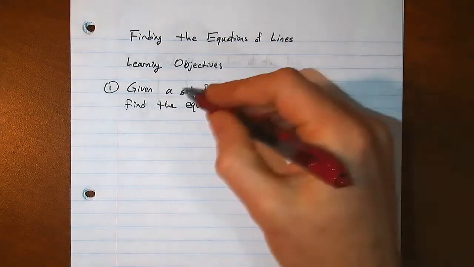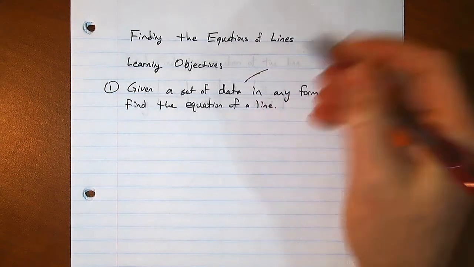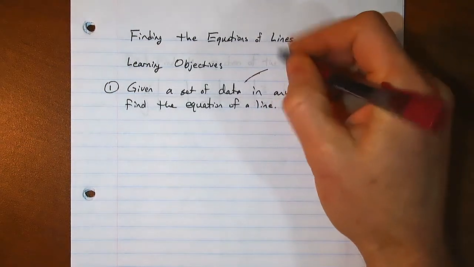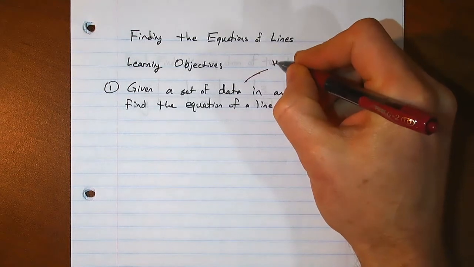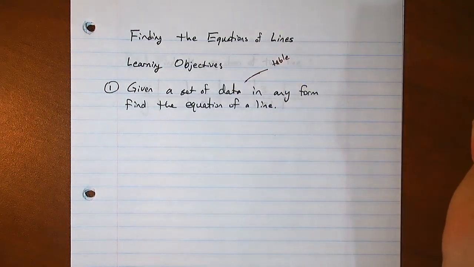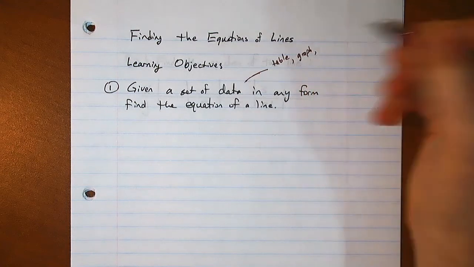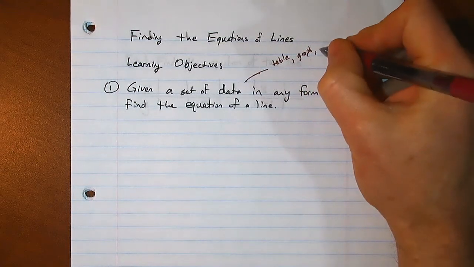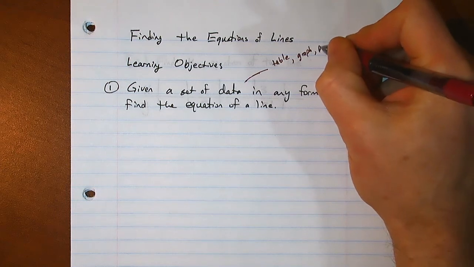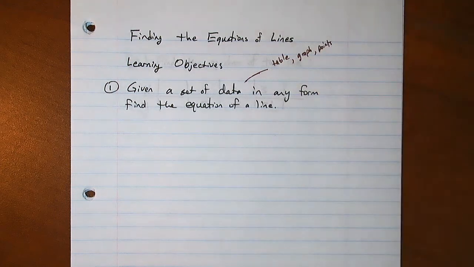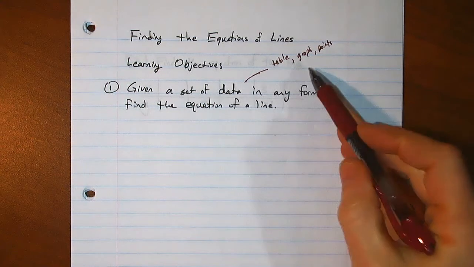Okay, so the data that they give us might be in the form of a table. It might be in the form of a graph. It might be in the form of ordered pairs or coordinates for points. I'm just going to say points because that's the shortest thing to write. But they'll give you some points that are ordered pairs or coordinates. It could also be in the form of an equation, but we're going to talk about that in the next video. So right now we're really going to focus on these three things.